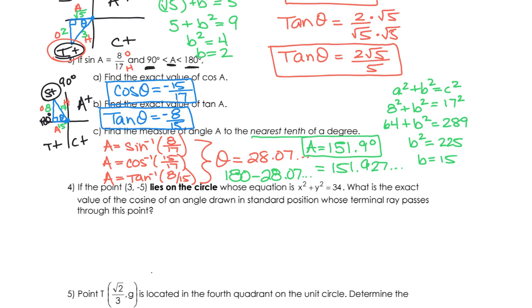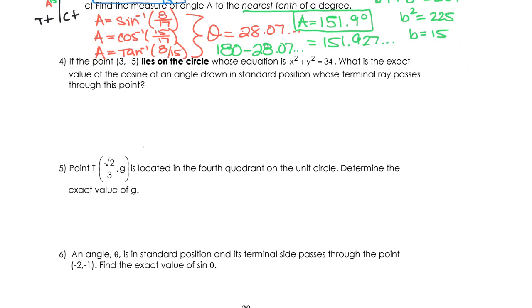Okay, good. All right, let's take a look at another one, number 4. It says that the point (3, -5) lies on the circle whose equation is x squared plus y squared equals 34. And so in this one, what's a little bit different is that this is not the unit circle. If this was the unit circle, then it wouldn't be equal to 34, it'd be equal to 1. The radius is 1. So it just changes it a little bit.